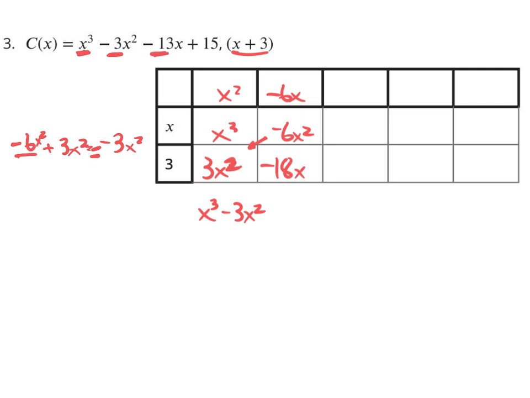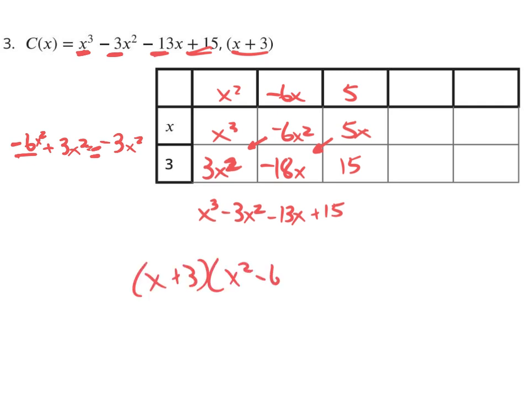Now I got to get to negative 13. What plus negative 18 gets me to negative 13? Well, 5. 5 times x is 5x. 5 minus 18 is minus 13x. 5 times 3 is 15. I get my original polynomial back. So I have x plus 3 and x squared minus 6x plus 5.